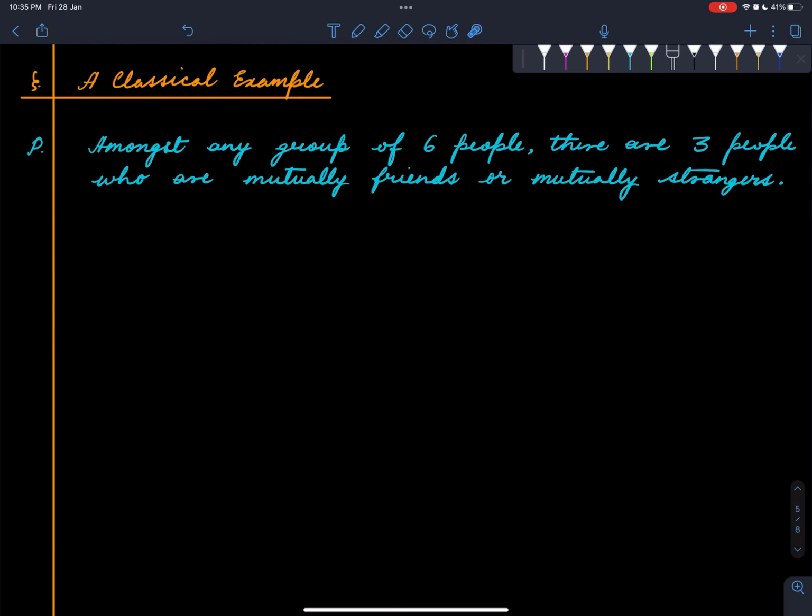Let us discuss a classical example and then we end this lecture. This is very popular in any combinatorics graph theory book. You'll find this. What this says is the following. You have 6 people. Then just with this much hypothesis, we claim that amongst these 6 people, you can find 3 people which are either pairwise mutually friends or pairwise mutually strangers.